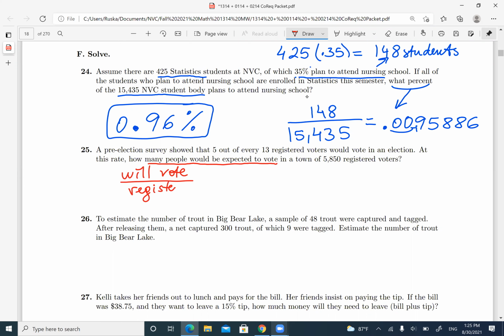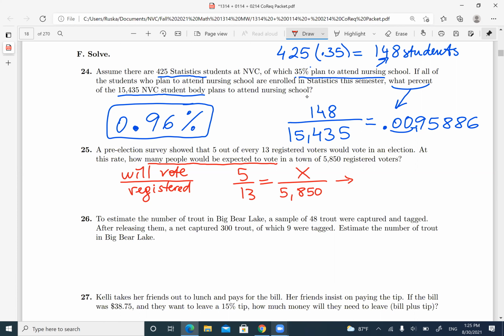Okay, so would it be 5/13 equals X over 5,850? Absolutely. Good job. 5,850. That's right. Good job. And then from here, if I want to get X by itself, what do I need to do?